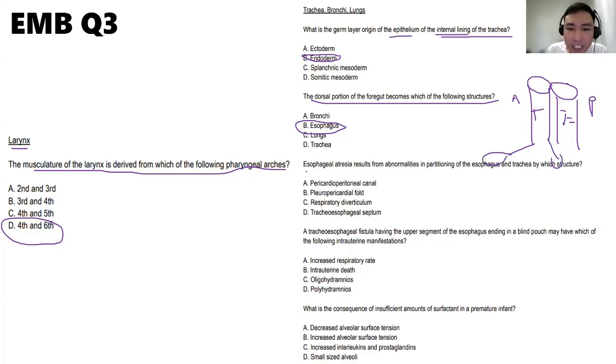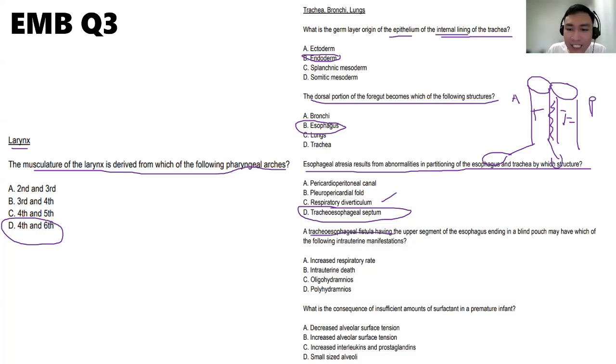Okay? Esophageal atresia results from abnormalities in partitioning of the esophagus and trachea by which structure? Ano nga yung nag-separate sa kanilang dalawa? That's your tracheo-esophageal septum. Your respiratory diverticulum is the primordia of your respiratory tract.